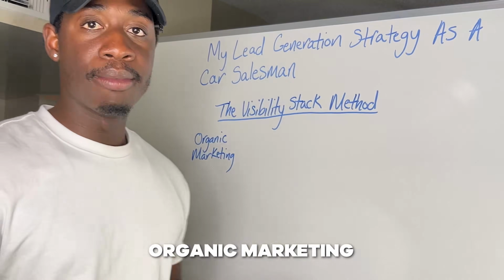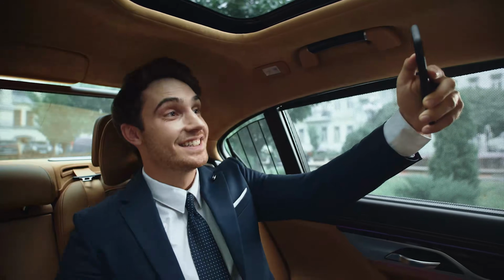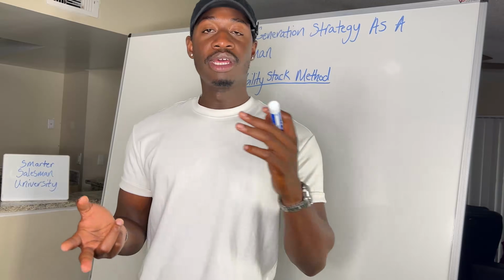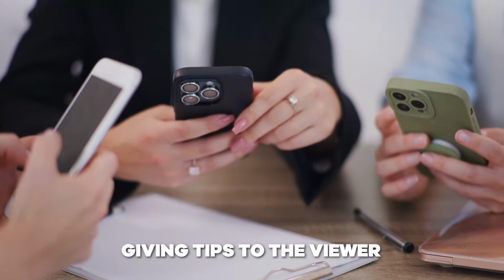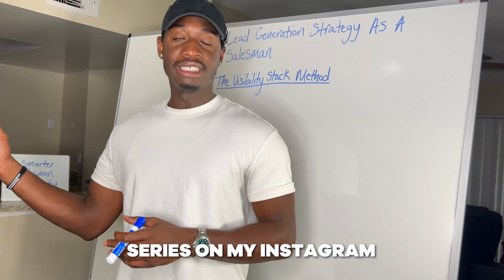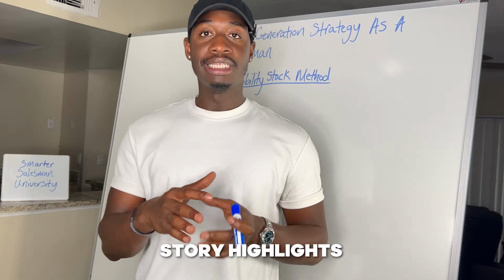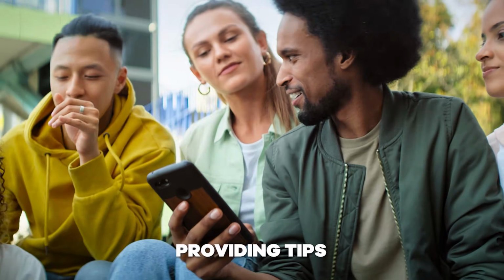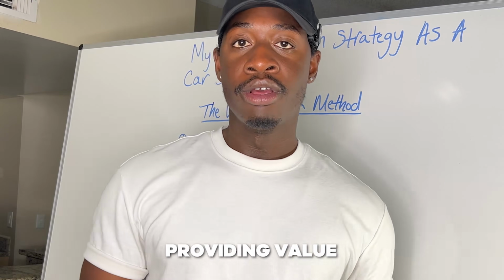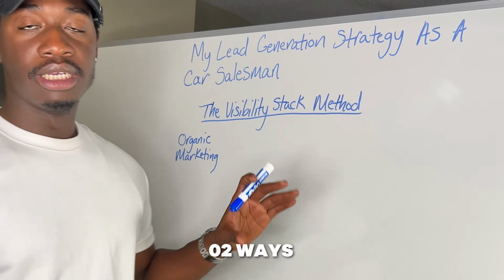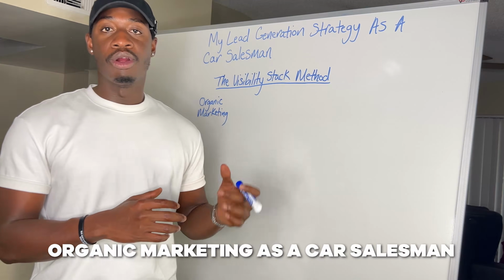Right, so that's organic marketing you can do. You can also make tip videos. Maybe you can make a video giving tips to the viewer, to the buyer essentially. I had a series on my Instagram where, as you can see, it says tips in one of my story highlights. You can see different videos of me providing tips, aka providing value. So those are two ways you can implement organic marketing as a car salesman.